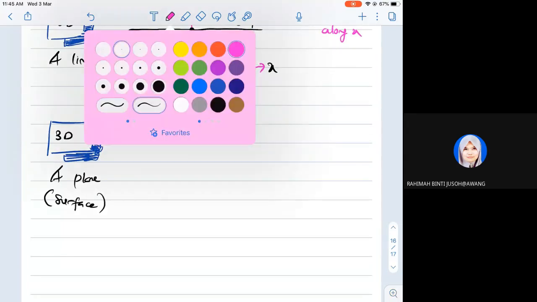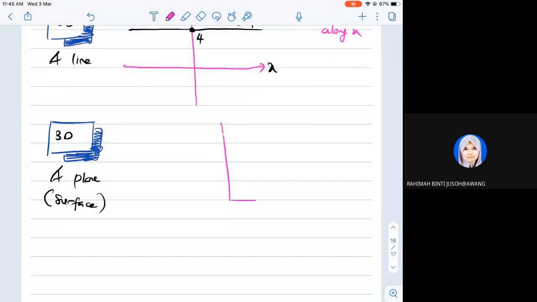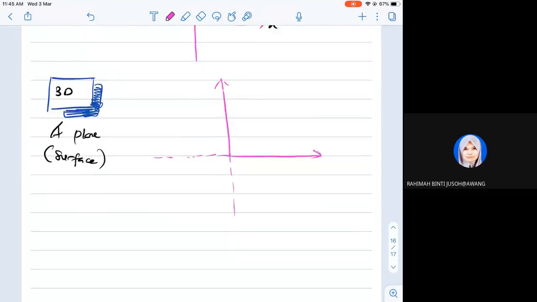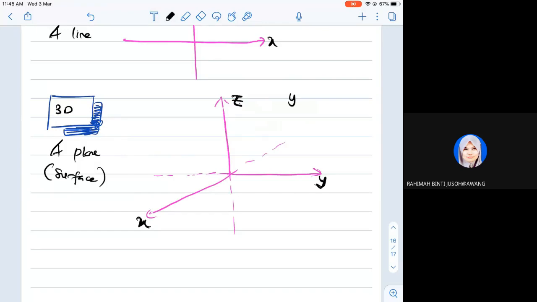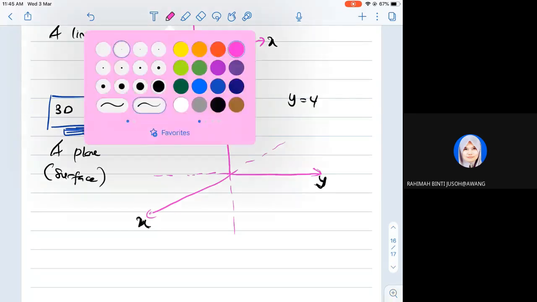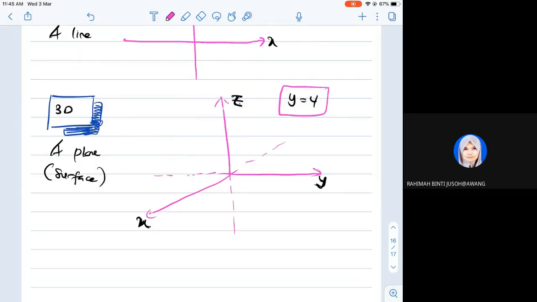So now, jom kita plot dia punya paksi dulu. We will have 3 axes here. X, Y and Z. Sedih betul ink saya ni. X, Y and Z. Macam tu. Okay. So, Y equals to 4. Dalam equation ni, first step, of course, kita kena plot titik dia. Y equals to 4 dekat paksi Y lah kan. So, ini adalah 4. Macam tu.